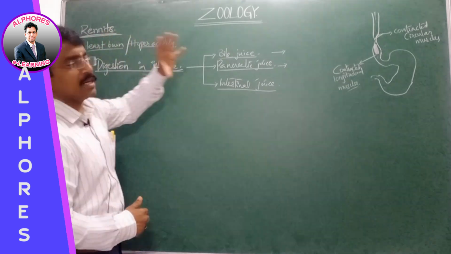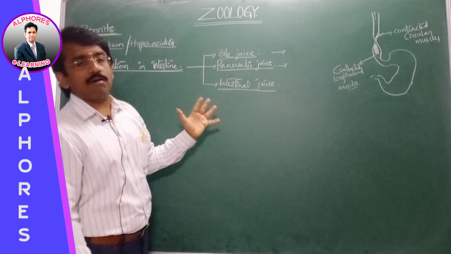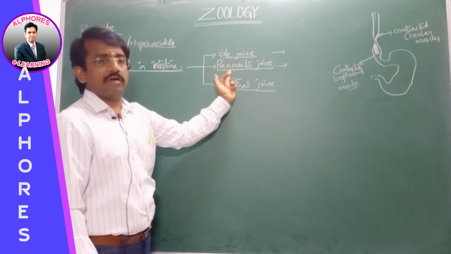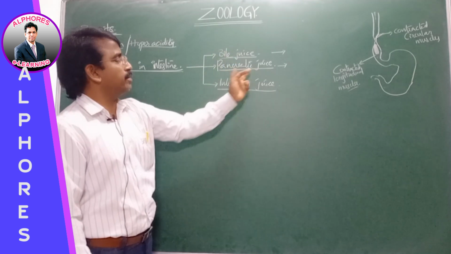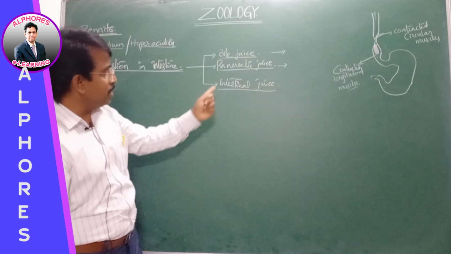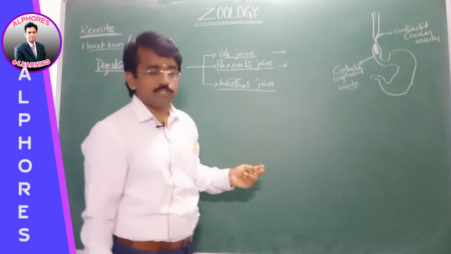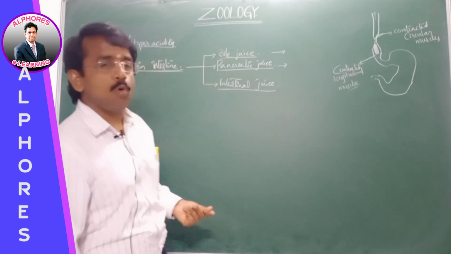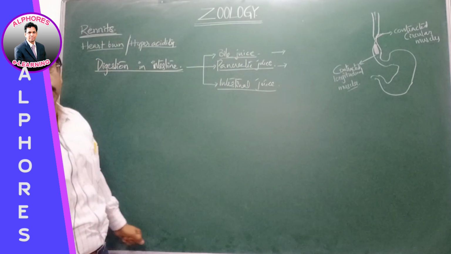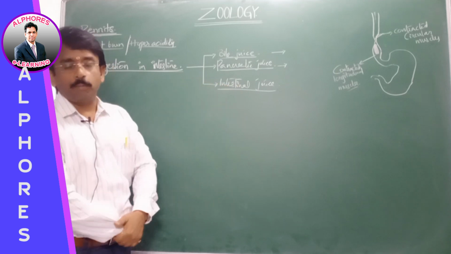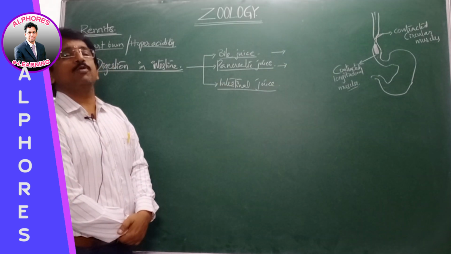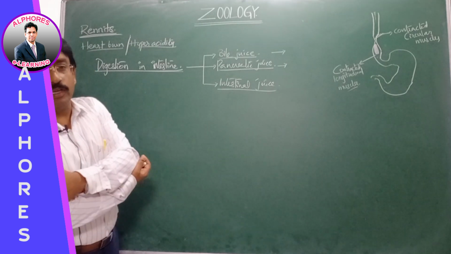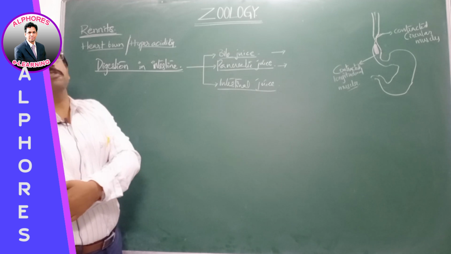So collectively, the alkaline juices are released into the duodenum. That is, the hepatopancreatic duct brings the bile juice and the pancreatic juice, and the intestinal juice, or succus entericus, which is the combination of crypts of Lieberkühn and Brunner's glands, releases its secretions into the duodenum. Most of the food digestion takes place in the duodenum. Then it gets absorbed in the ileum, which is characterized by villi.